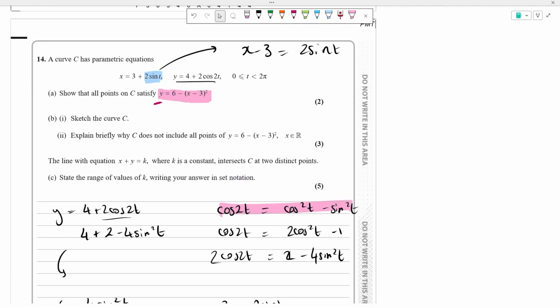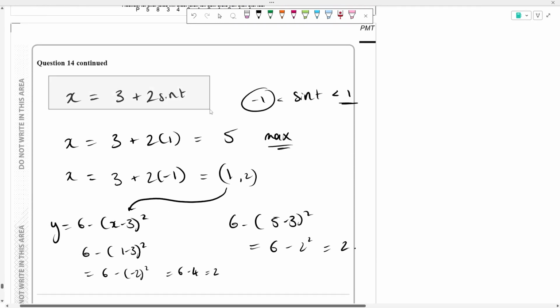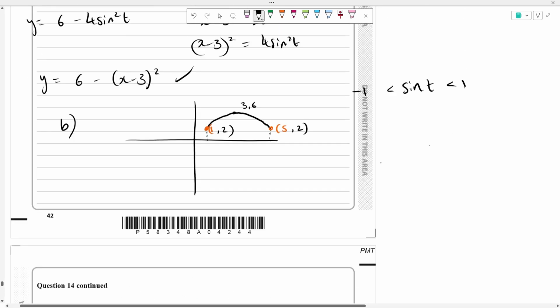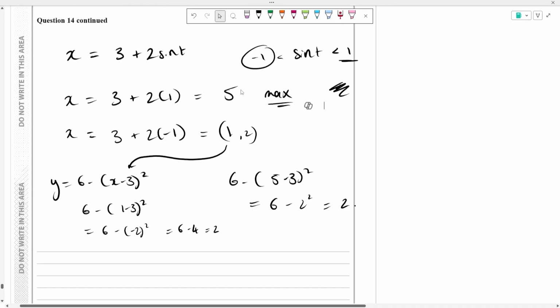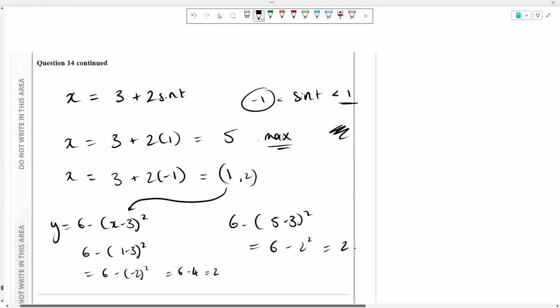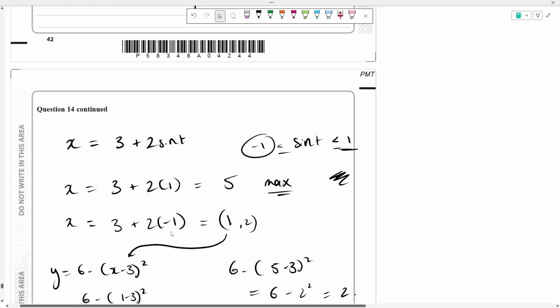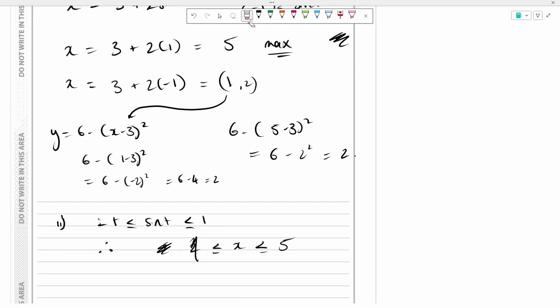In terms of part B, we've essentially looked at it already. This value here, because of the sine, limits it to the region here. So I will probably make a little sentence for that. Minus 1 is less than or equal to sine t, which is less than or equal to 1. Therefore, you're going to have 1 is less than or equal to x, which is less than or equal to 5.